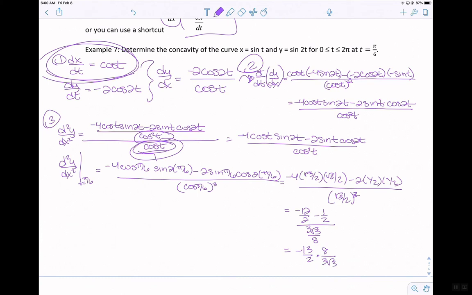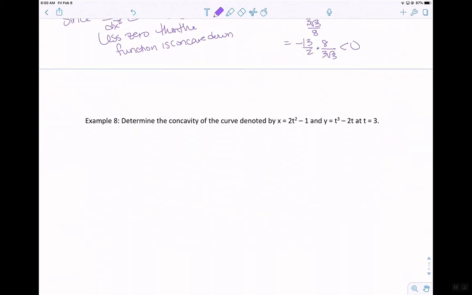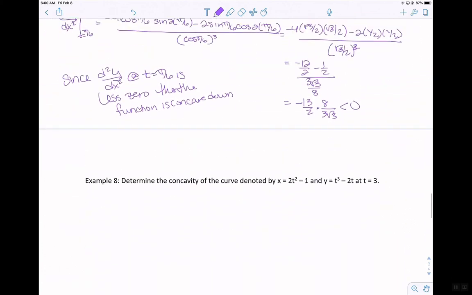Is this positive or negative? It is less than 0. So since d squared y over dx squared at t equals pi over 6 is less than 0, the function is concave down. Okay? Maybe I went too fast. Okay, there you go.